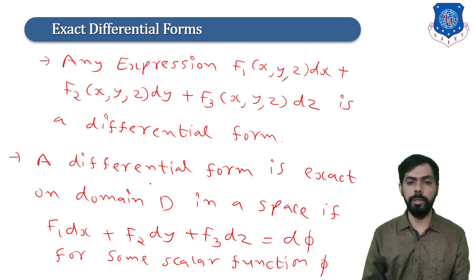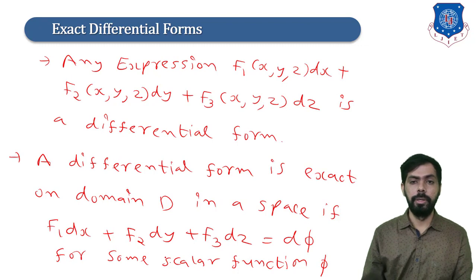So to show that a differential form is exact, we must show that curl of f is equal to the zero vector. Because if curl of f is equal to the zero vector, then the differential form will be exact. Now let us discuss an example related to this.